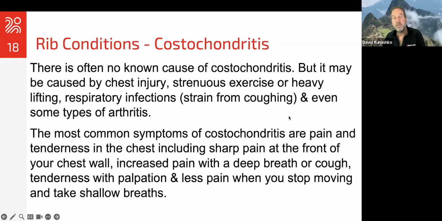So the most common symptoms of costochondritis, of course, is pain and tenderness in the anterior chest wall. I'd say usually it's pretty sharp with palpation. Oftentimes the pain increases with a deep breath or cough. And of course, usually less pain when you have less movement or take more shallow breaths, then you tend not to have as much pain.